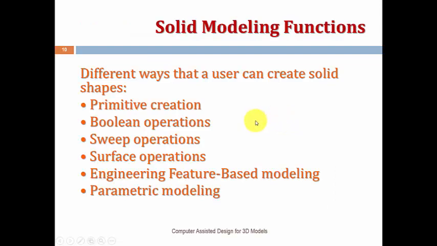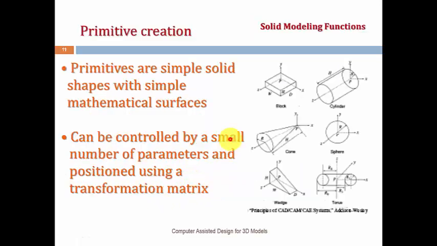Solid modeling functions. We have different ways that a user can create solid shapes. We have different ways to create solid models. We can use a primitive creation, Boolean operations, sweep operations, surface operations, engineering feature-based modeling, and parametric modeling. Okay, so I'm going to go through these methods quickly.